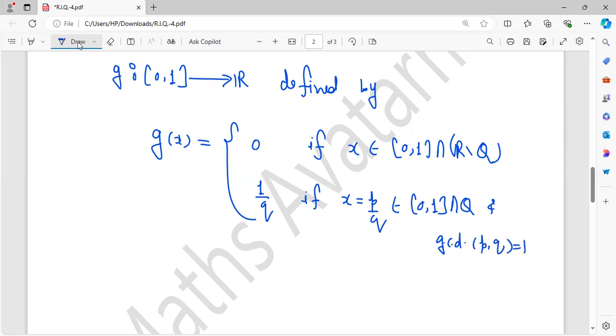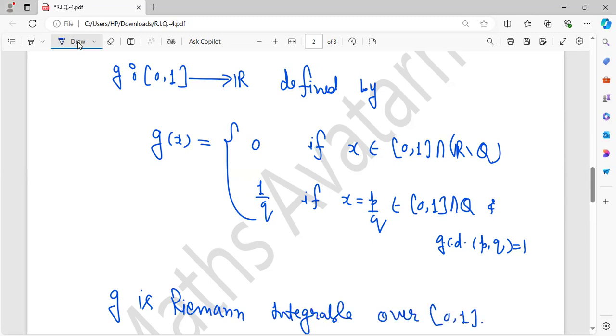Okay. So we have shown, you can see in our playlist Riemann integration, that g is Riemann integrable because this is the restriction of the Thomae function on the closed interval [0, 1]. That is why it is Riemann integrable and its integral is 0. This is Riemann integrable over the closed interval [0, 1]. Okay.